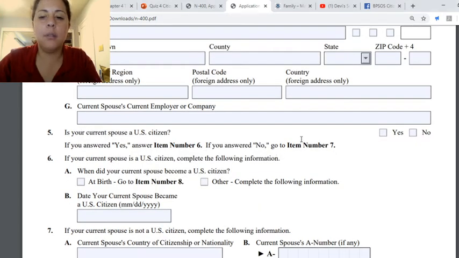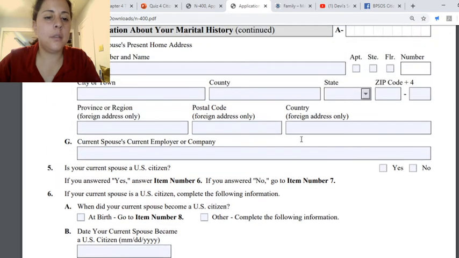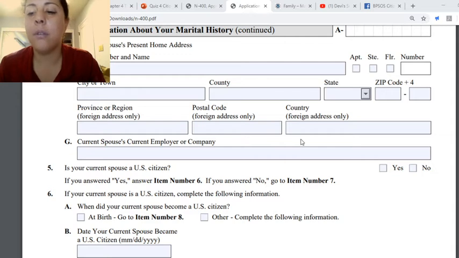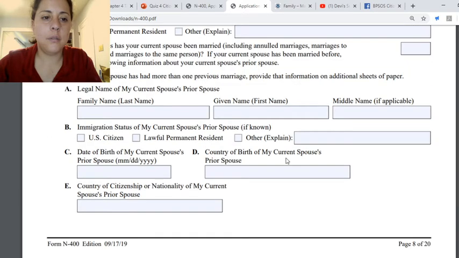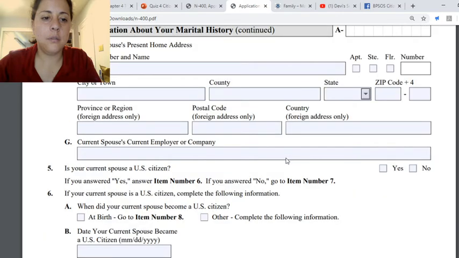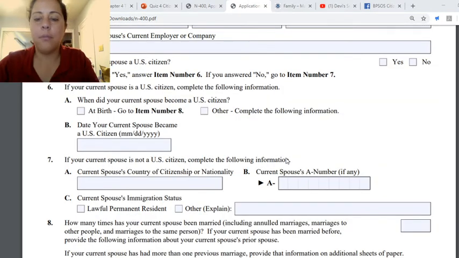Now, letter G. Current spouse, current employer or company. If your husband or wife is working, where do they work? Write that in the box. Remember, employer means what company do they work for?